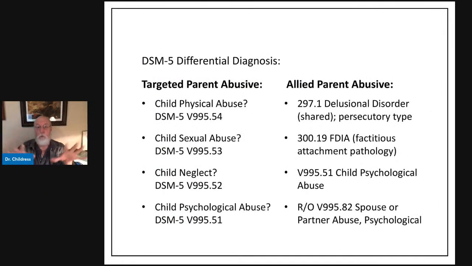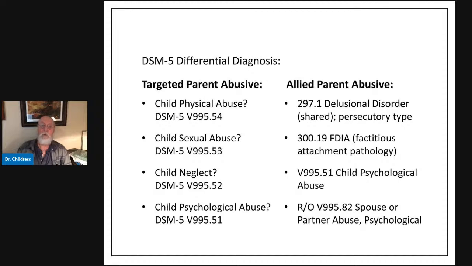So here's our differential diagnosis for the pathology in the family courts. We either have the targeted parent who's abusing the child in some way, thereby creating the child's attachment pathology towards that parent, in which case we'll have physical abuse, sexual abuse, child neglect, or child psychological abuse. And we should diagnose which one of those is involved and put it on a treatment plan, protect the child, and fix it.